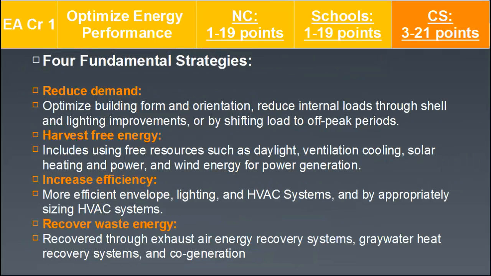4 fundamental strategies to consider are reduce demand, optimize building form and orientation to reduce internal loads through shell and lighting improvements, or by shifting load to off-peak periods depending on your utility. These are important to consider in schematic design, and there are many modeling softwares that can help you with that, such as Ecotect, to help you optimize how you can get the most passive potential in terms of daylight harvesting, natural ventilation, which brings us into harvesting free energy, the second fundamental strategy.